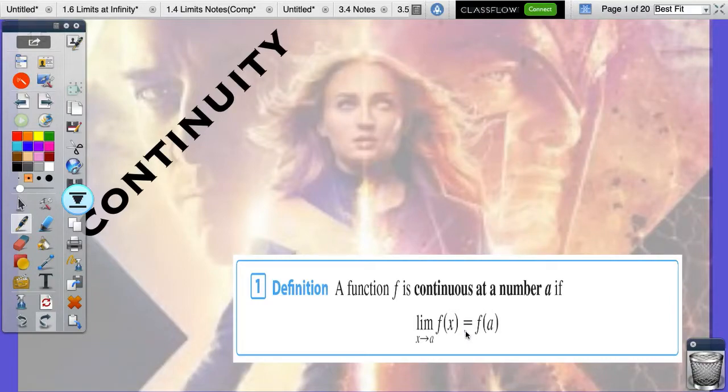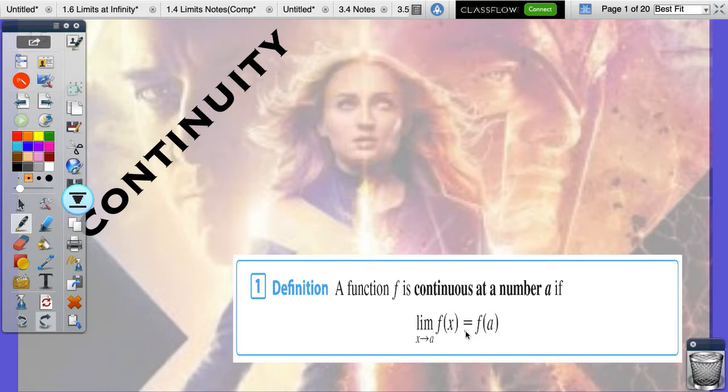Whether a function is continuous or not. All right, the layman's definition of continuity is that a function is continuous if you can graph it without picking your pencil up. Okay? No holes, no jumps, no vertical asymptotes.